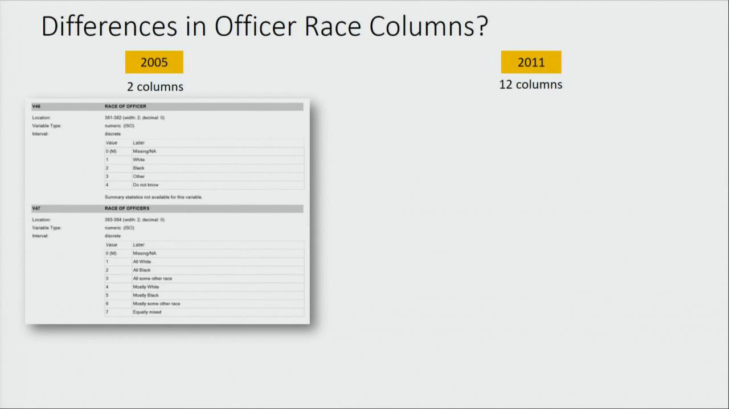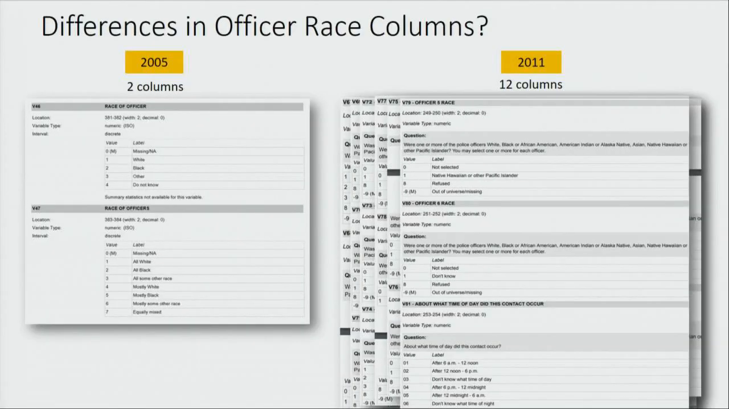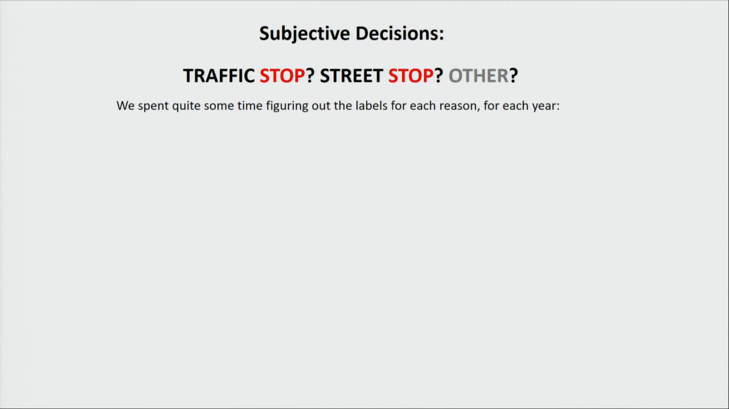And so it was tedious to go through all of these code books, find all of these columns and put them together into one code so that they could all match. So here we go. You can see so many columns. The next one is subjective decisions. We definitely did have to make a lot of subjective decisions.